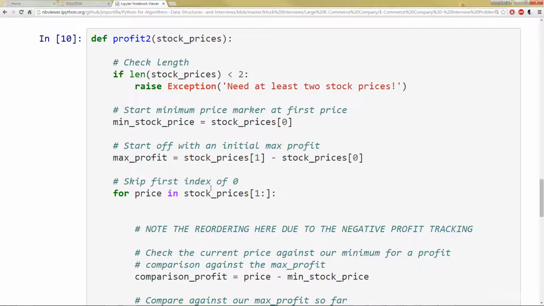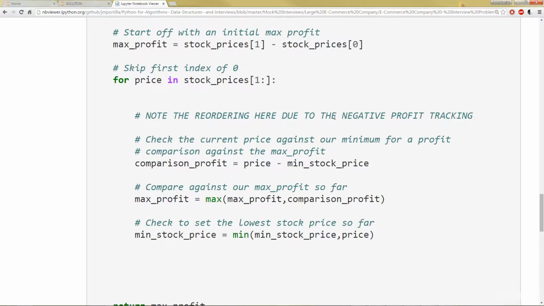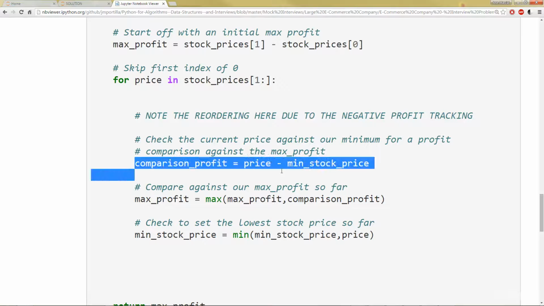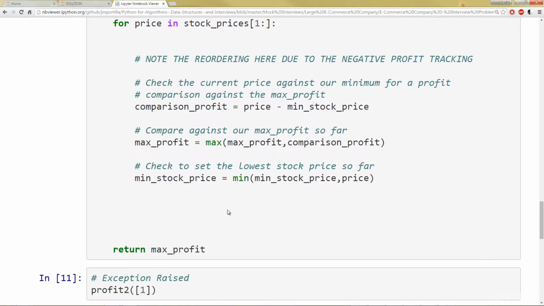Then, for each price in stock prices, skipping that very first element, index 0, since we've already taken it into account in the max profit, we're going to do some reordering here in order to track a negative profit if it shows up. We take our comparison profit first, which we can do since we've already set max profit equal to the second minus the first element. Then we compare our max profit, and then we check the lowest stock price. And after you do those comparisons in that order, you return max profit.